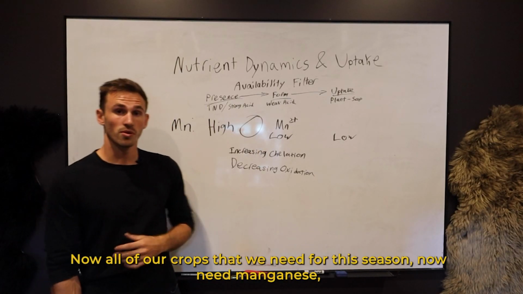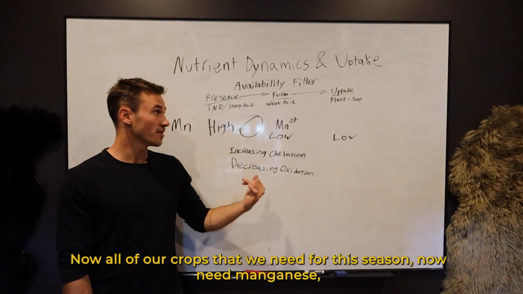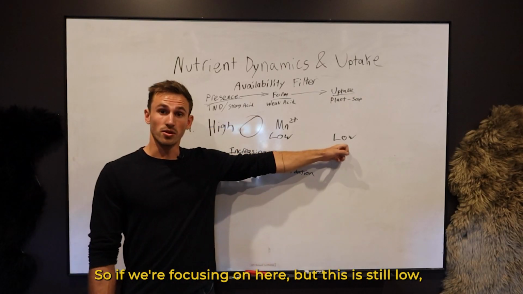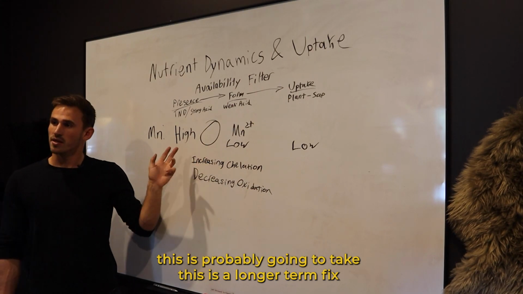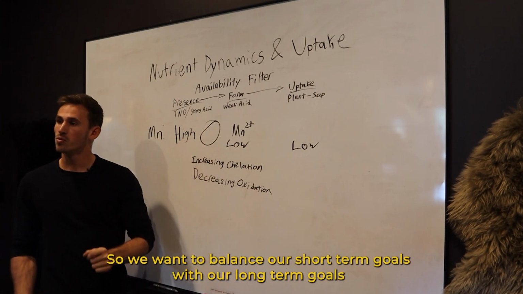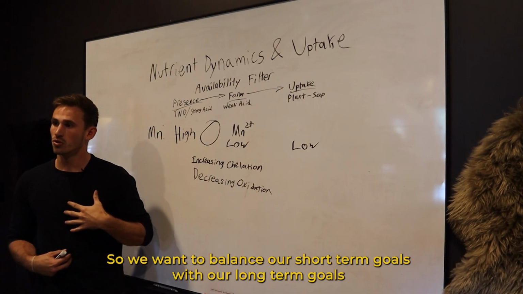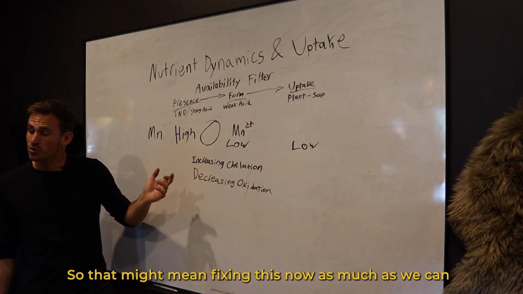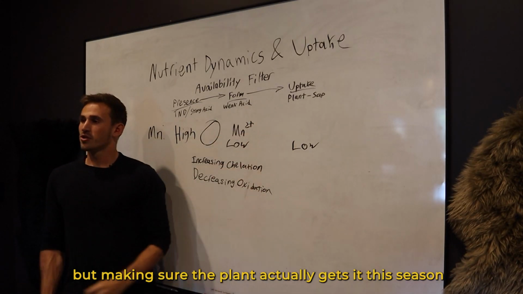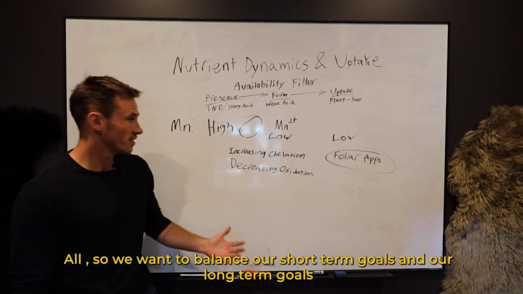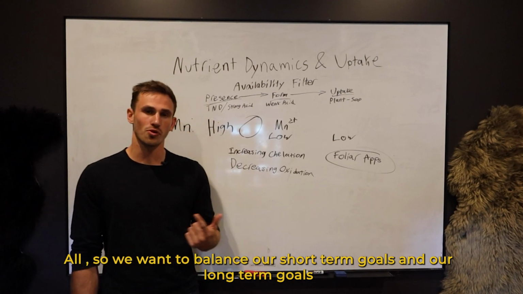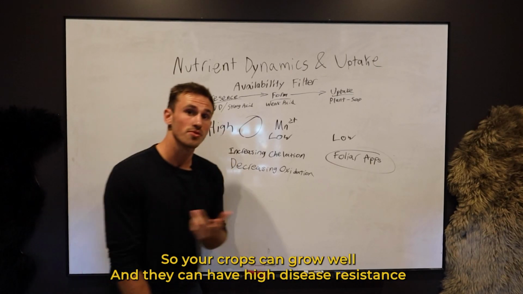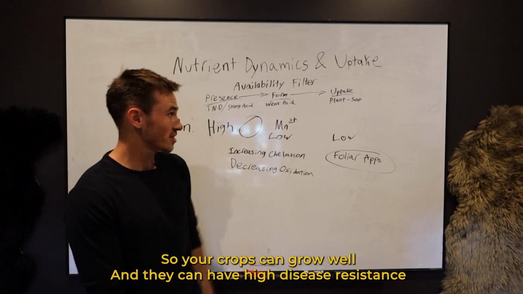Now, all of our crops that we need for this season right now need manganese. So if we're focusing on here, but this is still low, this is probably going to be a longer-term fix. So we want to balance our short-term goals with our long-term goals. That might mean fixing this now as much as we can, but making sure the plant actually gets it this season. Our short-term goal is getting manganese to the plant this season so your crops can grow well and have high disease resistance.